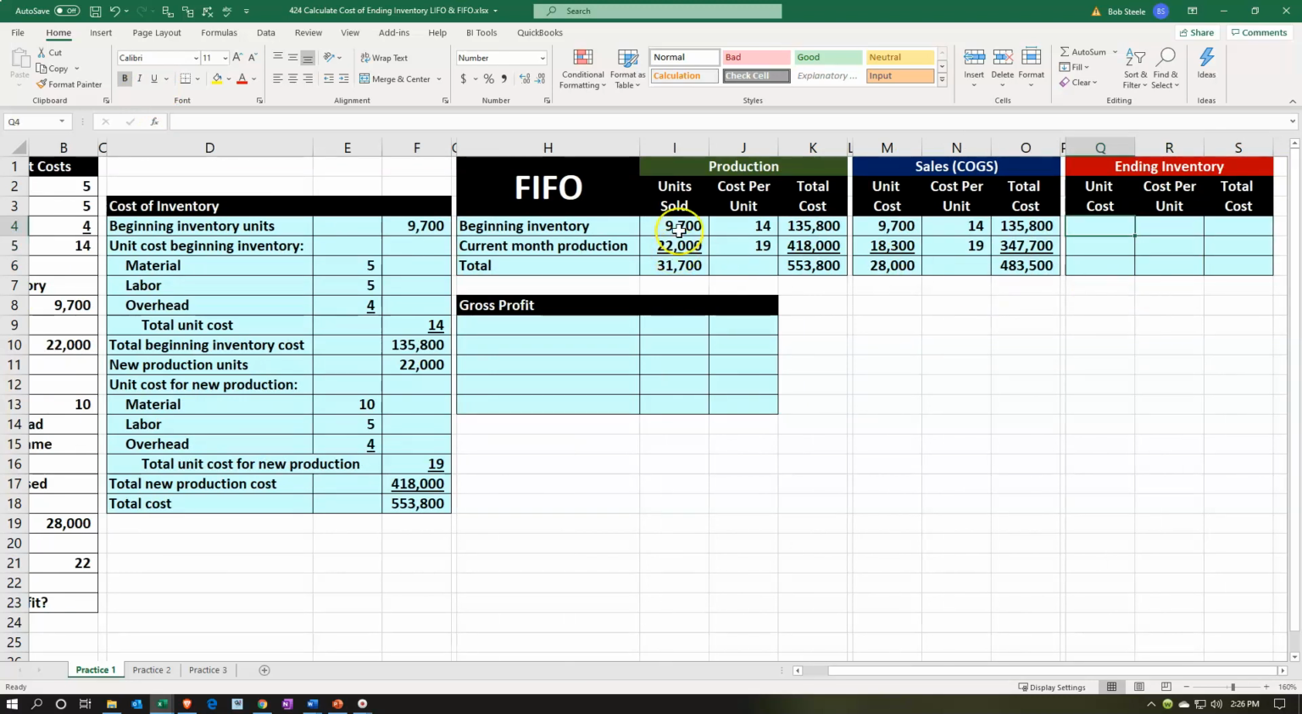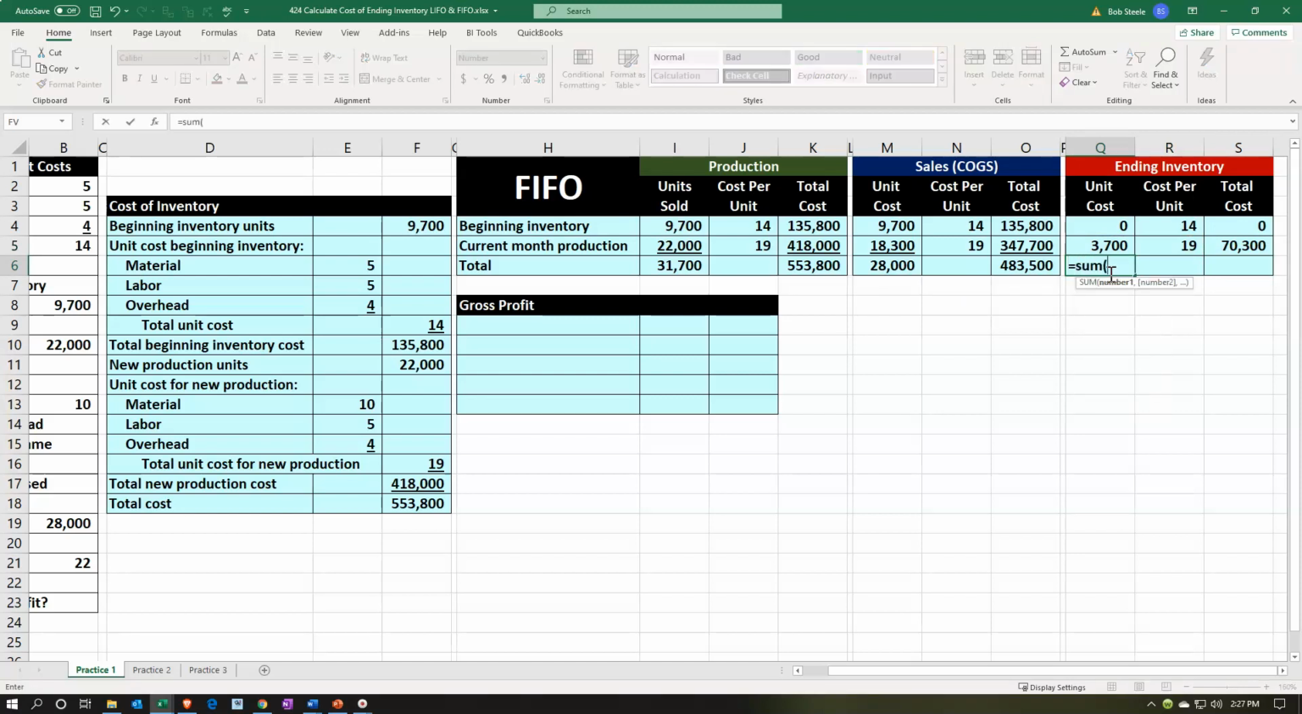What does that mean that's going to be left in ending inventory? Well, these units got wiped out because we sold all those, so I'm going to reflect that with a formula. This minus these, they're gone. Those 0 units cost $14. The 0 units times the $14 unit cost would be 0. And then of the 22,000 that we produced at the $19 price, 18,300 were sold, leaving 3,700 at that $19 price. The 3,700 times the 19 gives us our 70,300.